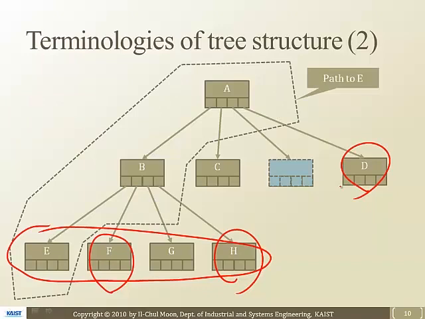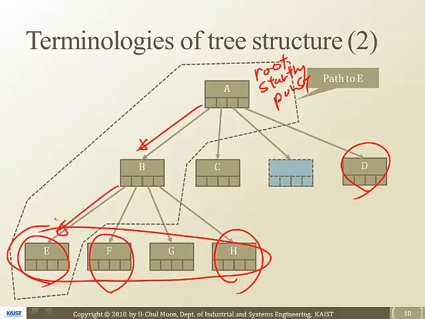And the path to E is like this. So a path starts at the root, right? The root is where you start and where you end up. Root A is always the starting point. And E is where you want to get. The path to E is A to B and B to E. That's the path. The path to H is A to B and B to H. The path to D is A to D, right?